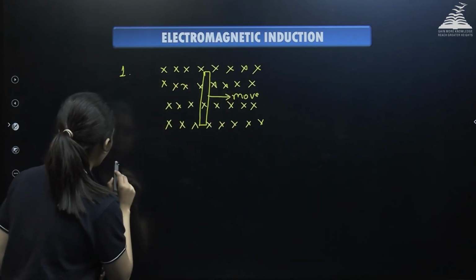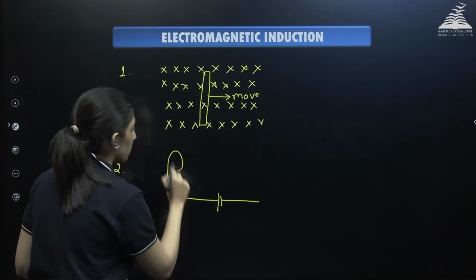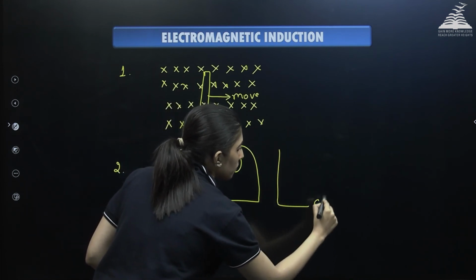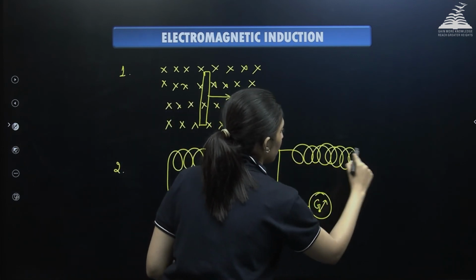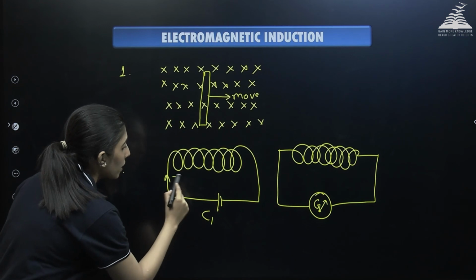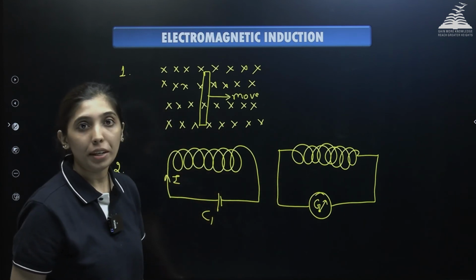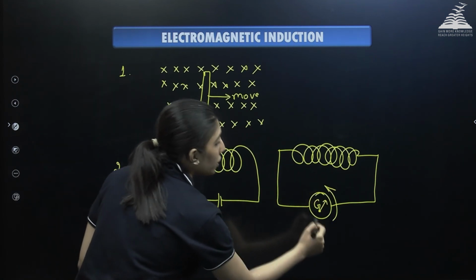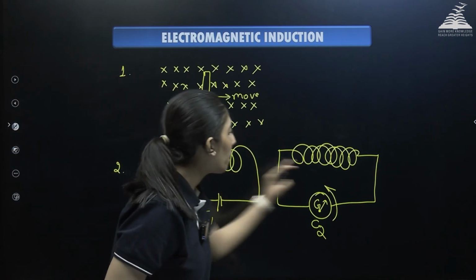And the second way, consider two coils. Coil 1 is connected to a battery to send the current through the coil, whereas coil 2 is connected to a galvanometer. So, whenever there is a change in current in coil 1, there is a deflection seen in coil 2. That is due to the change in the magnetic flux, which induces an EMF in coil 2.